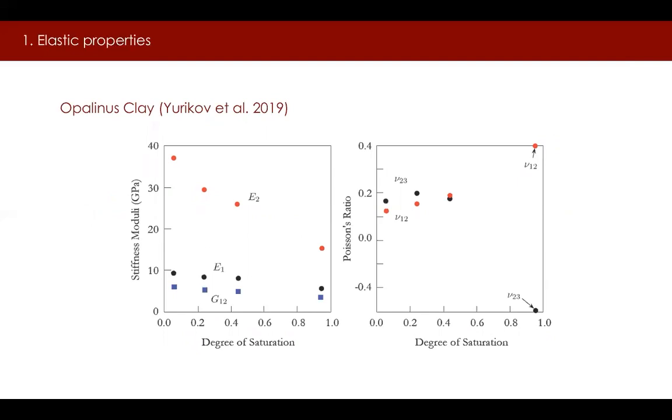Here, E1 is the modulus perpendicular to bedding, whereas E2 is the modulus parallel to bedding. We see that the variations of the stiffness moduli with degree of saturation are nearly linear, with E2 changing more significantly than the other stiffness moduli. The variations of the two Poisson's ratios, however, are not linear. In fact, the Poisson's ratio nu2,3 increased slightly with degree of saturation, and then changed in sign to a significantly negative value at the nearly saturated state.